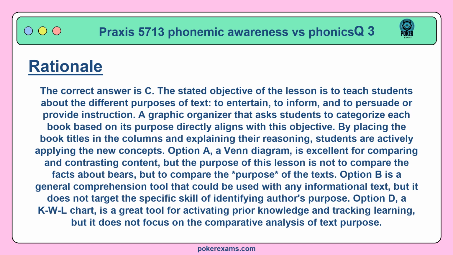Option A, a Venn diagram, is excellent for comparing and contrasting content, but the purpose of this lesson is not to compare the facts about bears, but to compare the purpose of the texts. Option B is a general comprehension tool that could be used with any informational text, but it does not target the specific skill of identifying author's purpose. Option D, a KWL chart, is a great tool for activating prior knowledge and tracking learning, but it does not focus on the comparative analysis of text purpose.